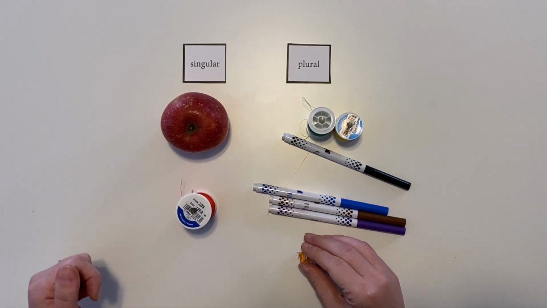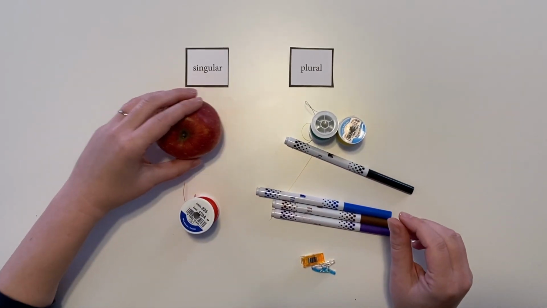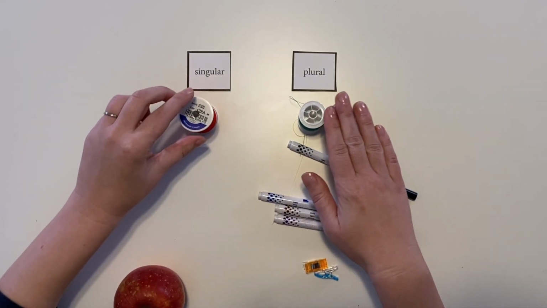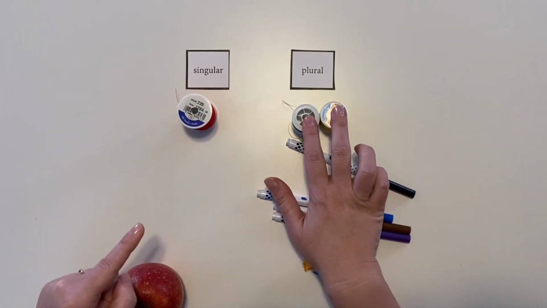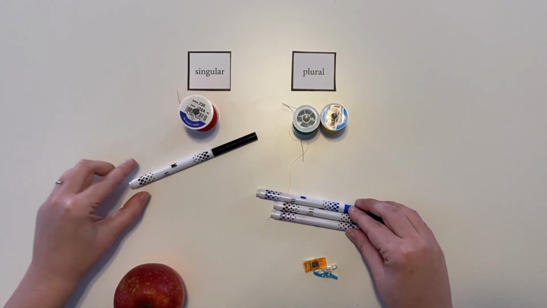If not, then I recommend taking away the variety of items and just making sure that the singular and plural are the same, like we did with the spools of thread here. So I would say this is singular, singular is one. These are plural, plural is more than one. And do the same thing with the pens, for example.